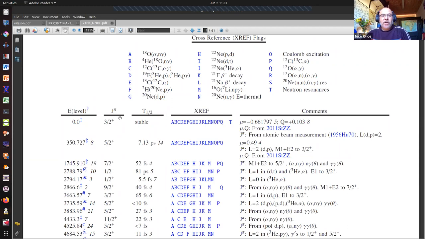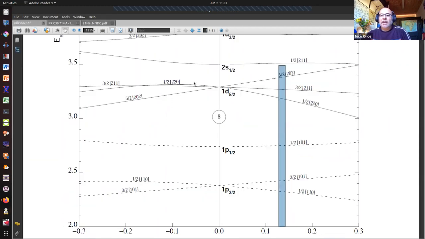So if we look here at our Nilsson diagram, we have neon 21. So we have 2, 4, 6, 8, 10, 11, right? This is the odd neutron, which lies on the 3/2+, right?